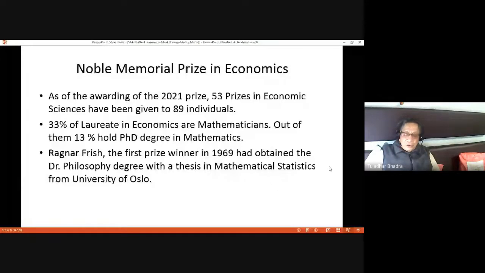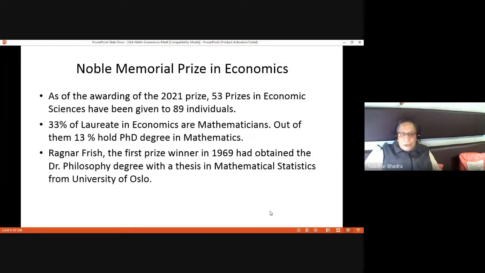Frisch had a PhD degree. It's not a doctorate in mathematics, it's a doctorate in philosophy, but the thesis was related to mathematical statistics from the University of Oslo, Norway. Here you can see the genealogy of this Nobel Memorial Prize in Economics.